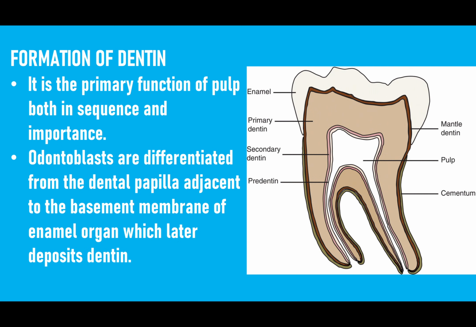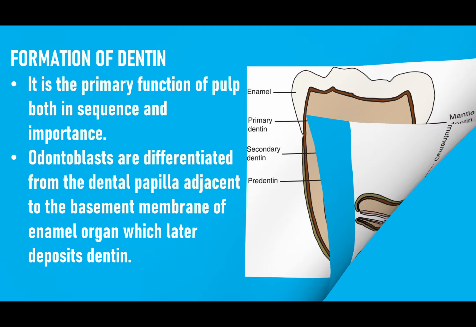Odontoblasts are the cells of the pulp that form dentine. They are differentiated from the dental papilla adjacent to the basement membrane of the enamel organ, which later deposits dentine.